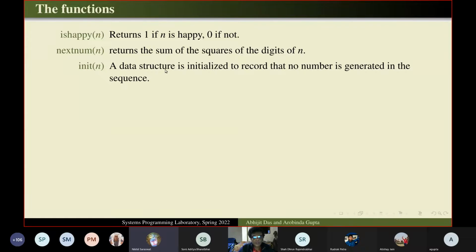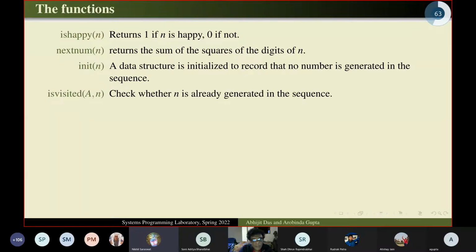And I will use a data structure which is initialized to record that no number is generated in the sequence so far. This is the initial thing. Then when some number is generated in the sequence, I will also have a function to check whether n is already generated in the sequence. And when n is generated, mark in A that n is already generated in the sequence.